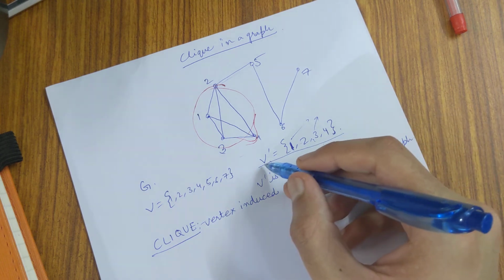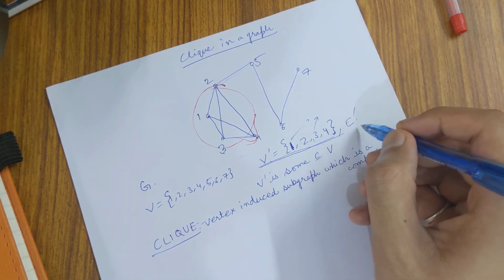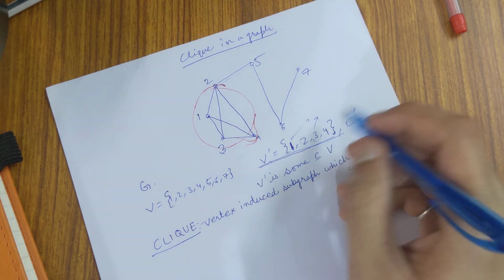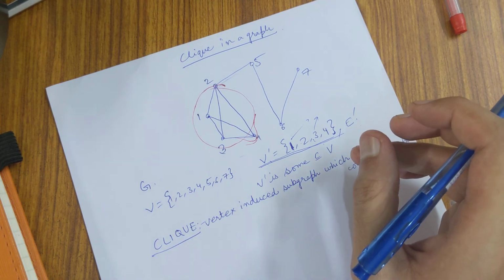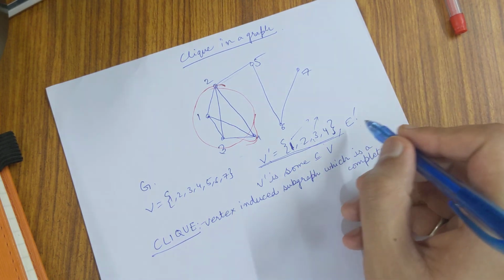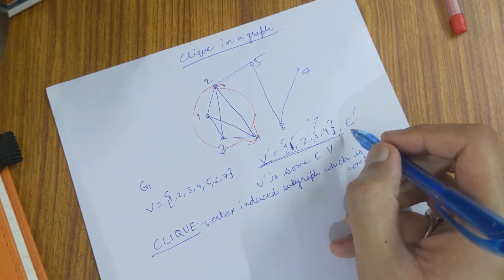If we consider this V dash and that E dash which I just explained, then V dash and E dash should form a complete graph. That is, all the possible pairs of vertices from V dash are adjacent to each other.